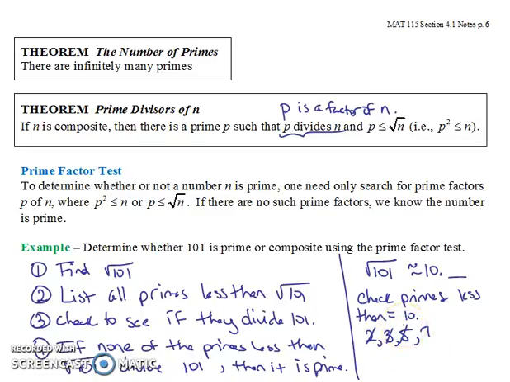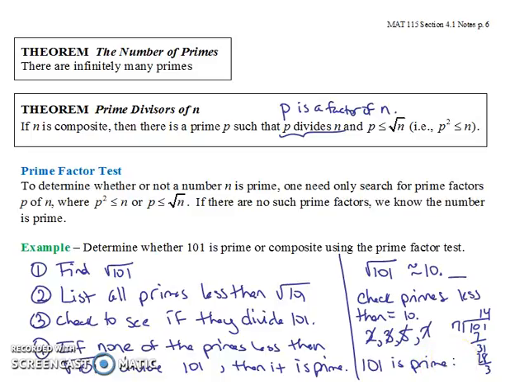So the only thing it might be divisible by is 7, so just check real quick. 7 won't go into 101 evenly. You have a remainder of 3. So it's not divisible by 2, 3, 5, or 7. So since 101 is not divisible by 2, 3, 5, or 7, we say 101 is prime. And that's how you do the test.